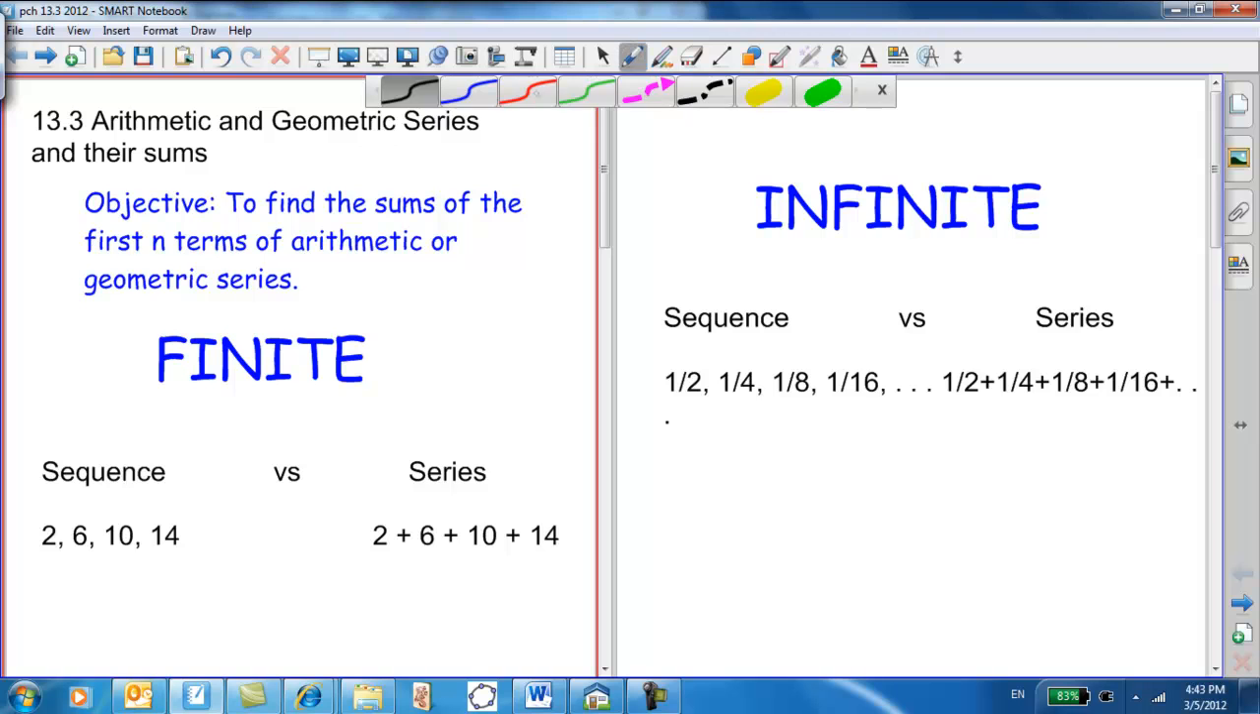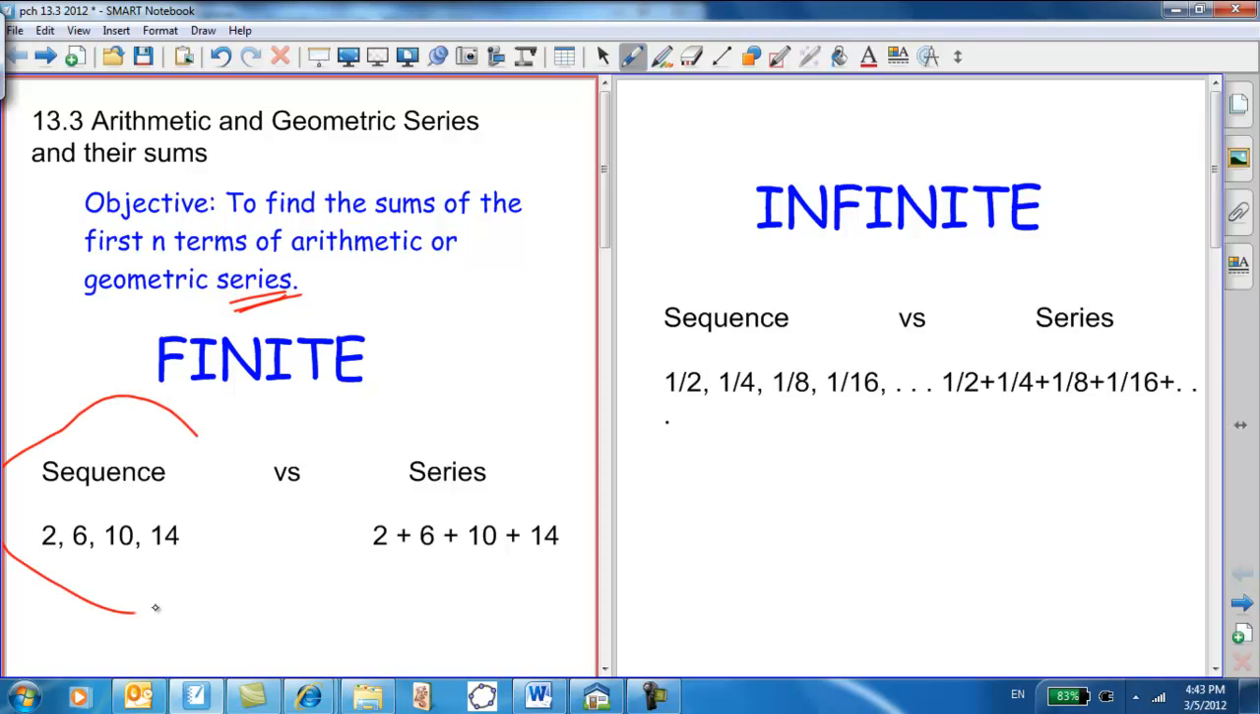So the key word here is series. Series actually means the sum of the terms in a sequence. Notice the difference between sequence versus series: 2, 6, 10, 14 versus 2 plus 6 plus 10 plus 14. Those are finite series, where you actually end after a certain number of terms. Infinite series we'll look at in the next section, where you might have a bunch of terms that you're trying to add up. This really only makes sense when we have a converging series, and we'll talk more about that later.